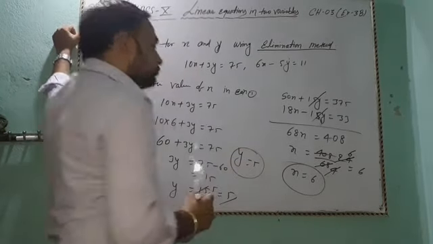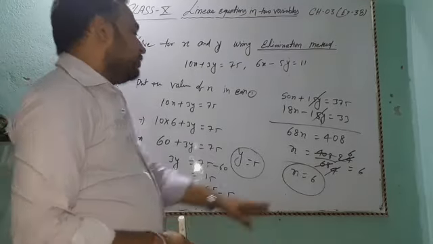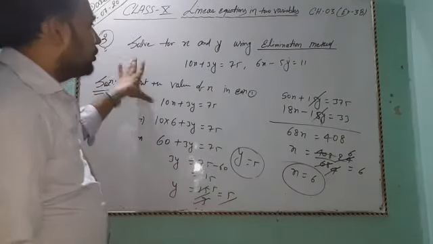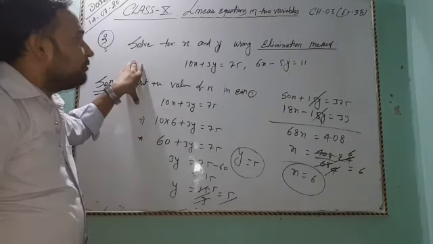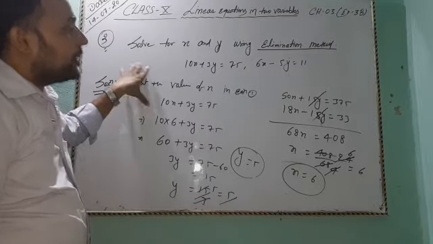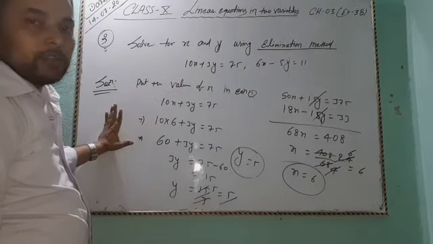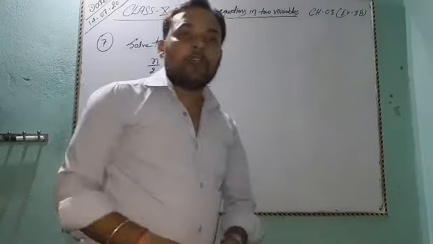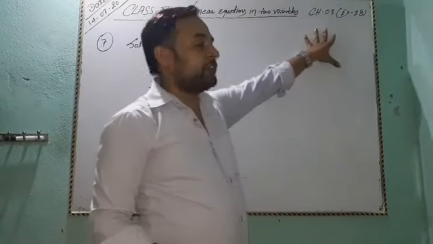So students, x equal to 6 and y equal to 5 is the solution of this system of linear equations, and this method is called the elimination method. Okay, friends, let's start exercise 3b.